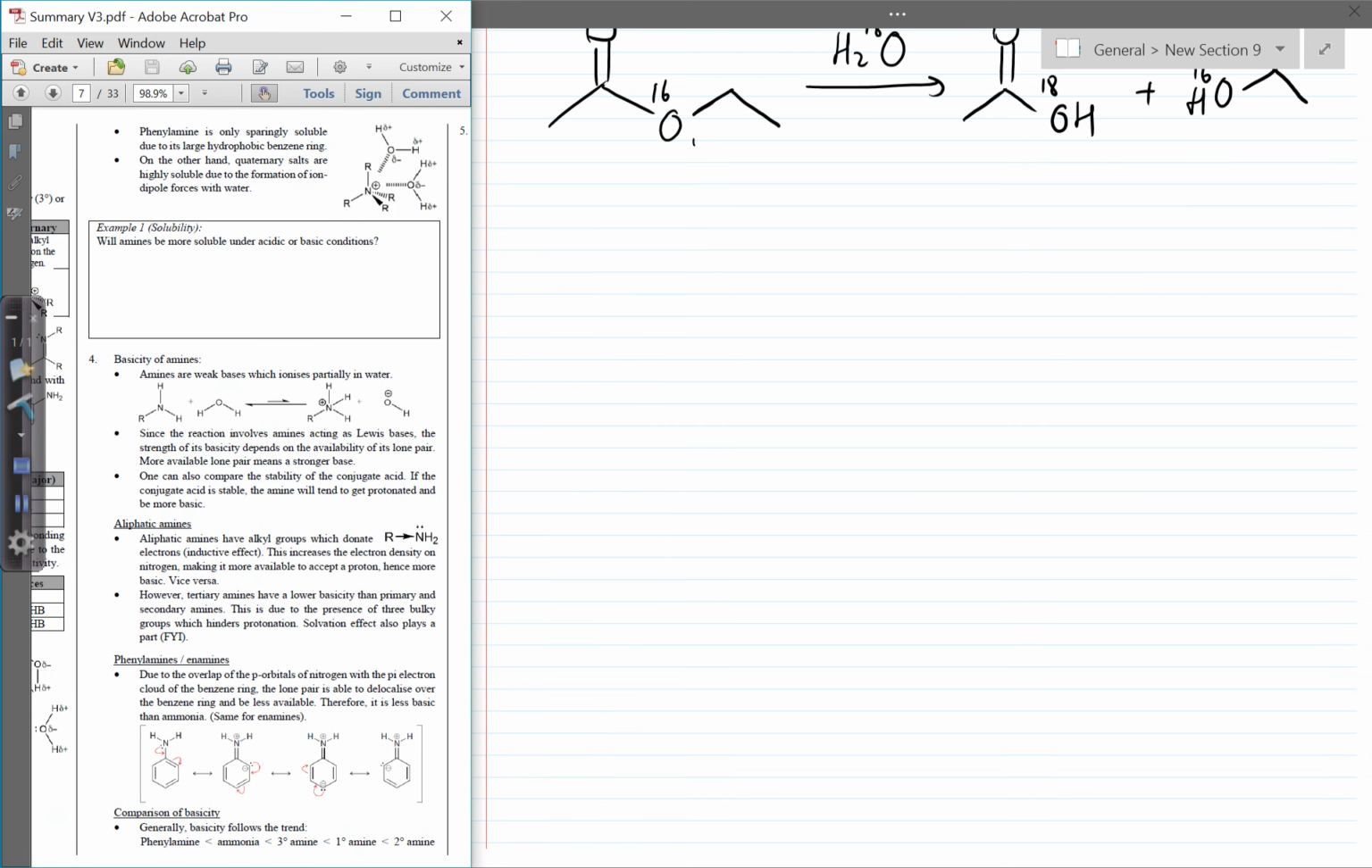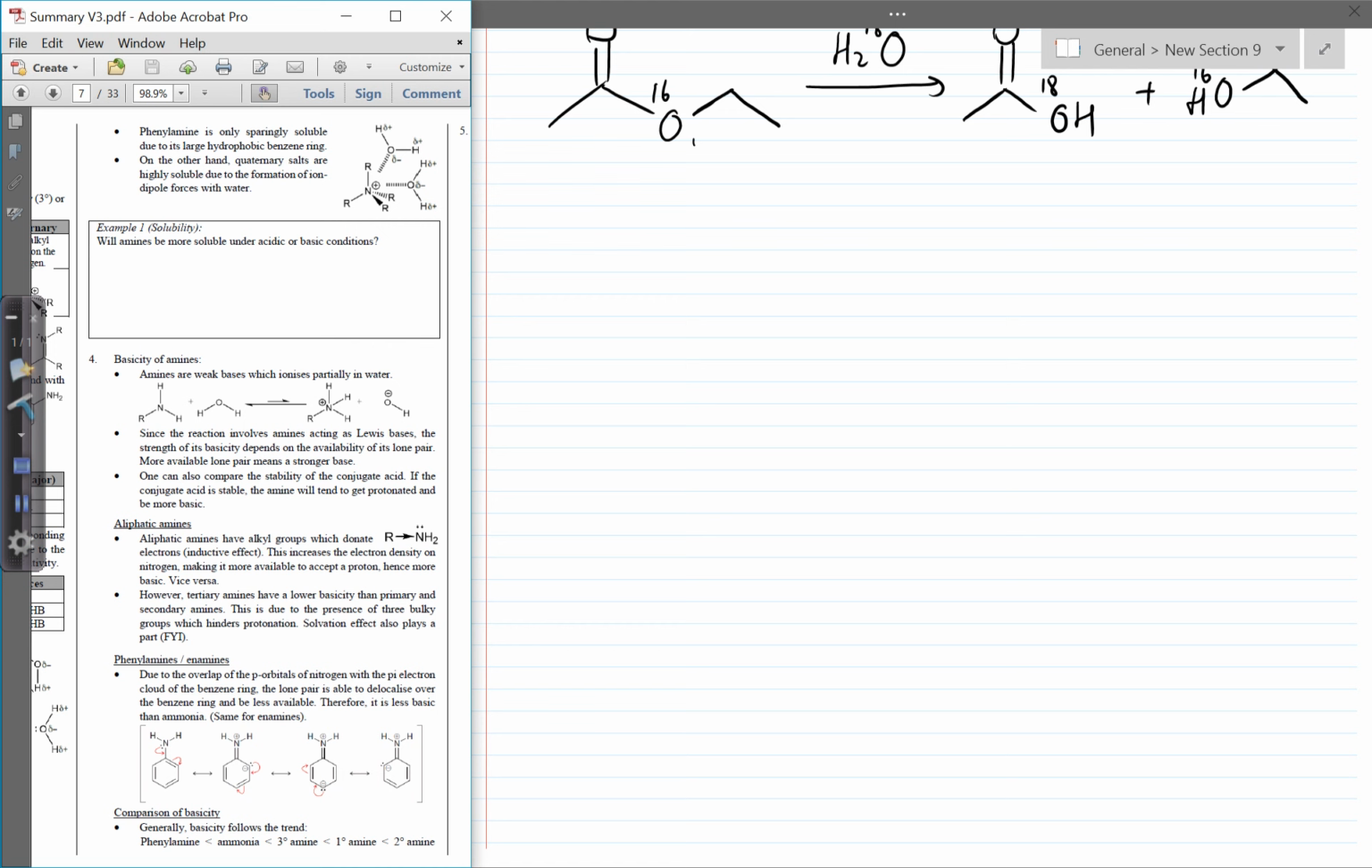Therefore, your phenylamine is only sparingly soluble because it has a large hydrophobic benzene ring, although there is an NH2, right? On the other hand, quaternary salts are highly soluble because they can form ion-dipole interactions, since they are ionic in nature. It's just like dissolving salt.